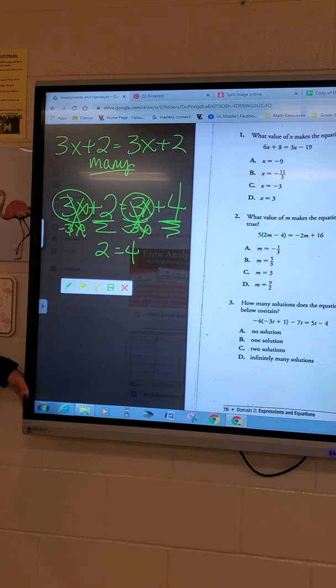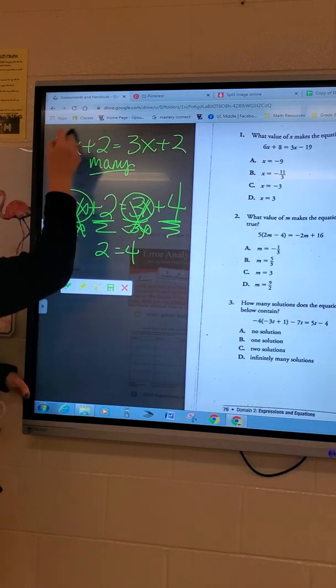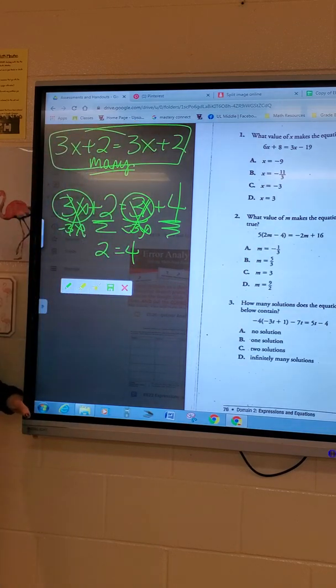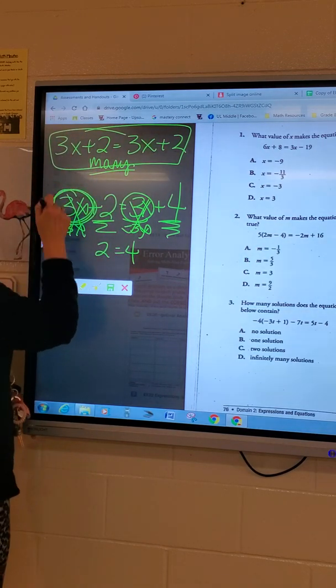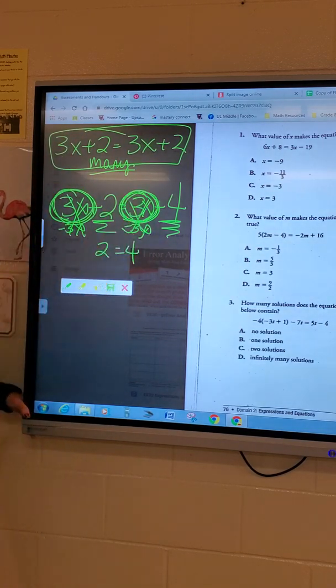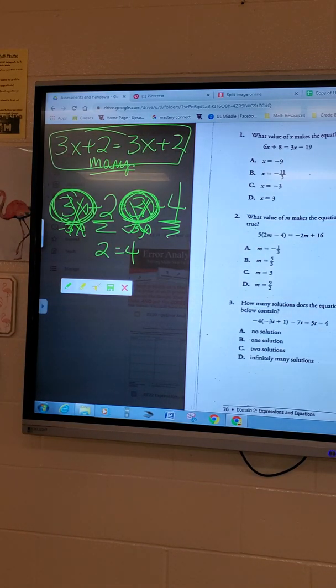Okay? So here it is. If they are identical, many. If they have the same variable term and the same constant term, it's many. Does that make sense? But if the variable term's the same and the constant term's different, it's no solution.